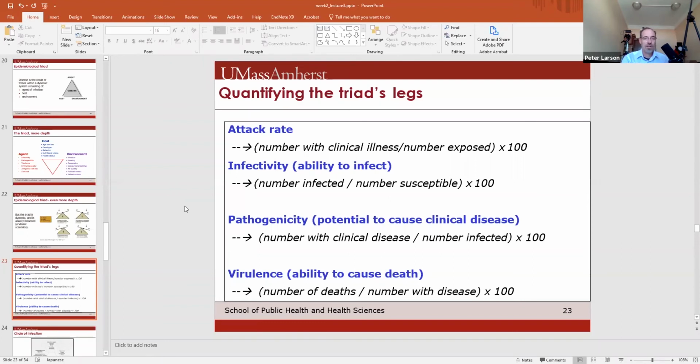Virulence, the ability to cause death, is the number of deaths divided by the number with disease. We often talk about the case fatality rate, so the number of cases compared to the number of people who died. It's very, very much the same here.